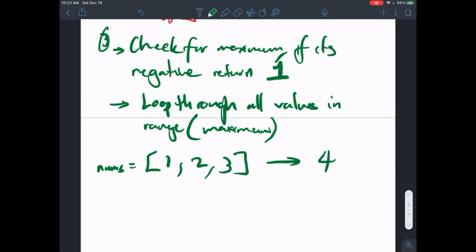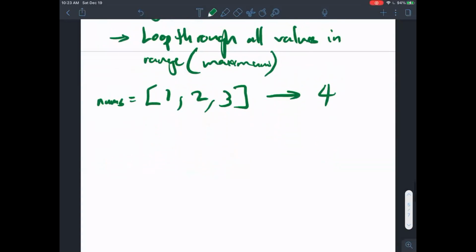I think it's n log n. No, actually it's O of n, I think. Because I'm going through the whole array to find the maximum. And as you go through the whole array, what do you do?